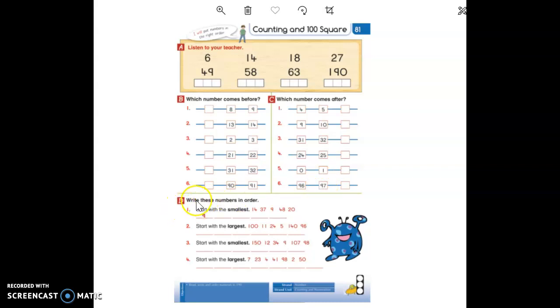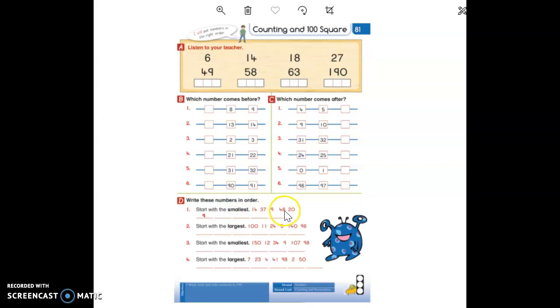Section D then, write these numbers in order, starting with the smallest. Okay, so we have 14, 37, 9, 48 and 20. So they've given us the first number, which is the smallest, which is 9. Can you tell me which number is the next smallest? Correct, 14. So we write 14 here on this line.